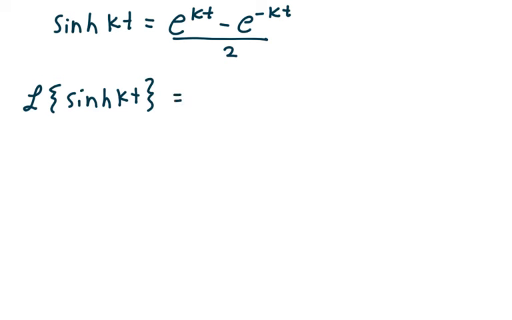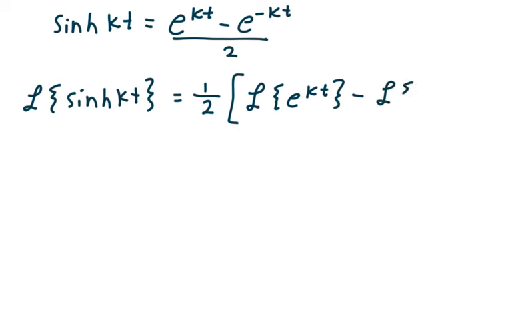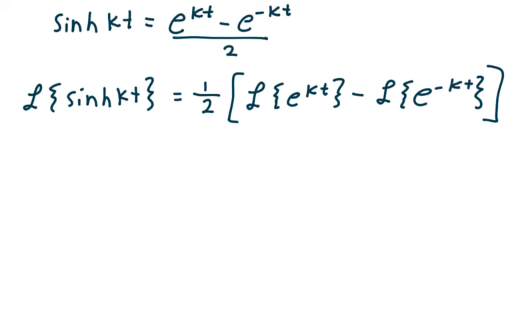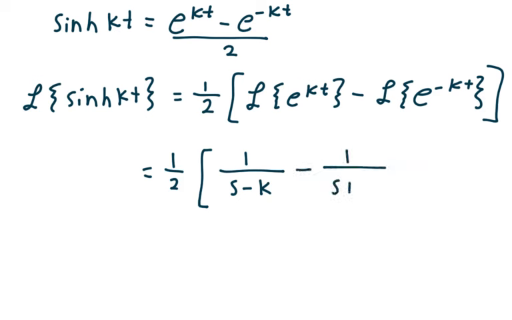So if you don't mind, I'm going to pull the 1/2 out in front, and then I'm going to multiply by the Laplace transform of e to the kt minus the Laplace transform of e to the negative kt. It's going to follow a similar pattern to cosh in terms of derivation. Okay? So from here, we get 1/2 the quantity, and then we get 1 over s minus k minus 1 over s plus k.